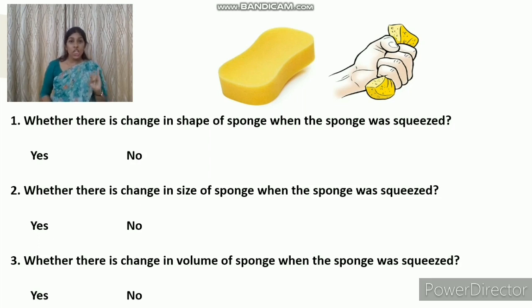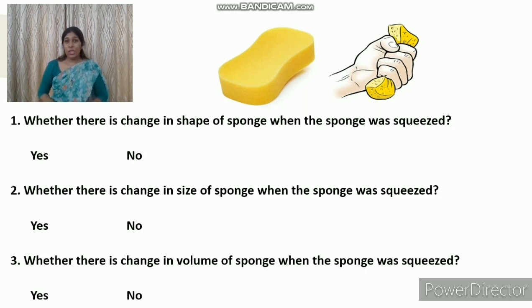Whether there is change in shape of sponge when the sponge was squeezed. Second question. Whether there is change in size of sponge when the sponge was squeezed. The third question is whether there is change in volume of sponge when the sponge was squeezed.